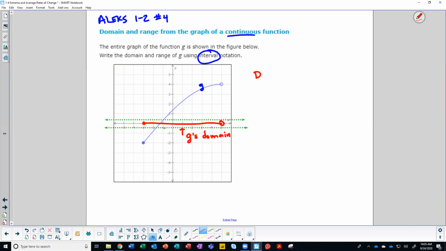For domain, you're looking at the smallest x to the largest x. So I start with this value here. It's a -3. Question for domain: if it's a solid dot, would it be a parenthesis or a bracket? Bracket, you got it. And truthfully, it's the same on range too. So a solid dot is always a bracket.